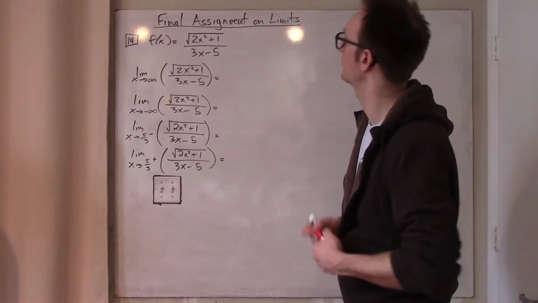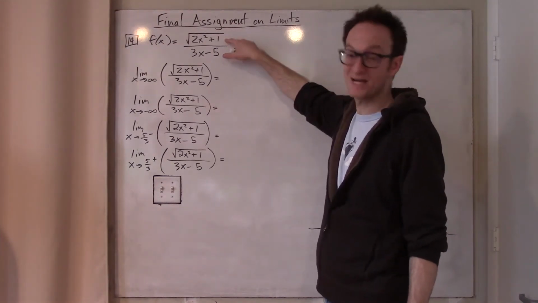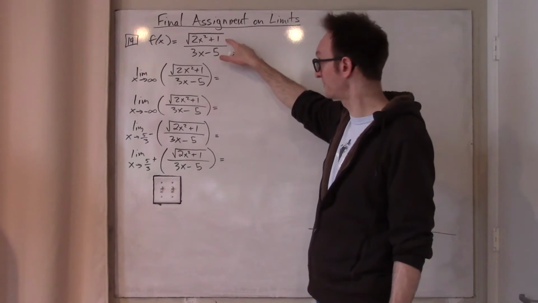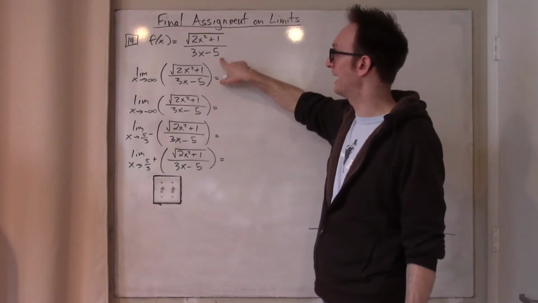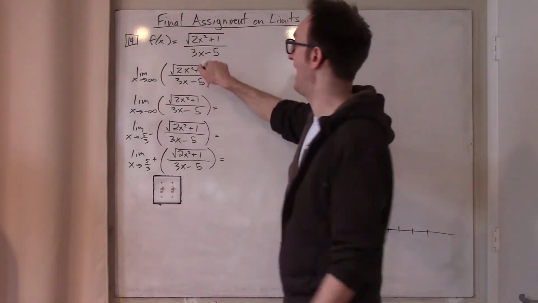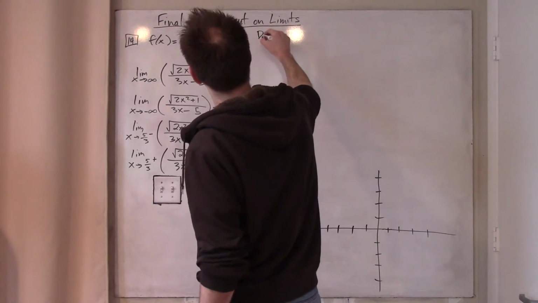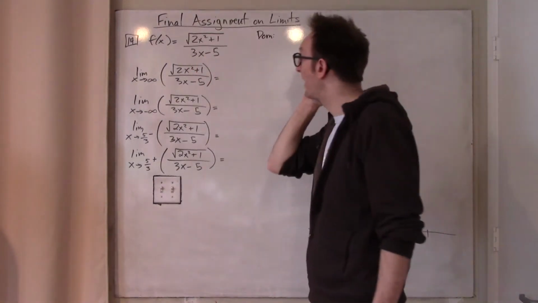What's one observation? Well, the numerator, the square root of anything, is going to be positive. So this numerator is always positive. The denominator will change sign at 5/3. So actually, I can't plug in 5/3. So maybe we should do all these things, right? What's the domain of this function?